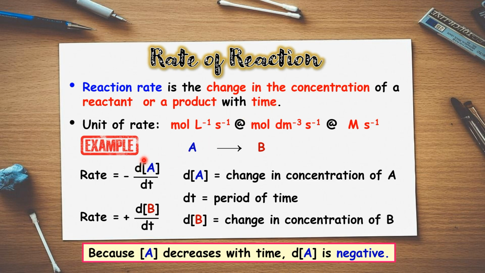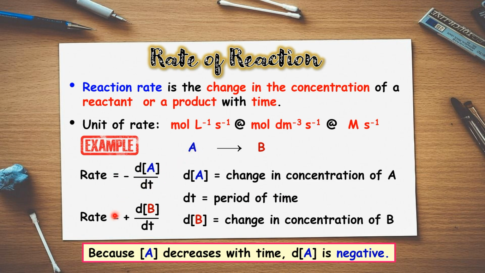Okay, for example, let's say I have reactant A, which decomposes into product B. So we can write the rate of the reaction. Rate is equal to negative d[A]/dt, where d[A] refers to the change in concentration of A, and dt refers to the period of time or change in time. The negative sign here shows that the concentration of A will decrease with time.